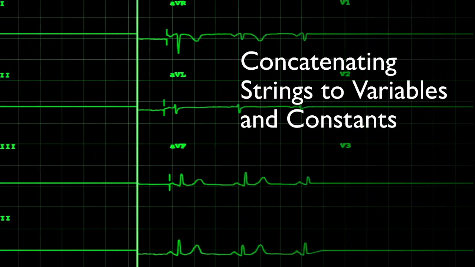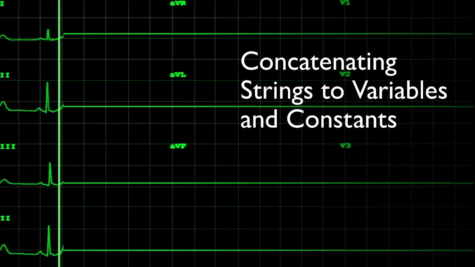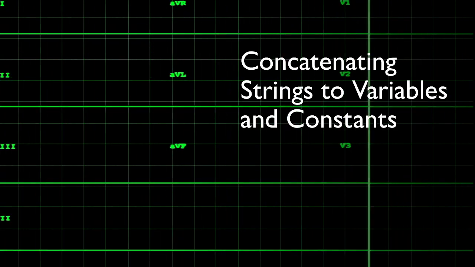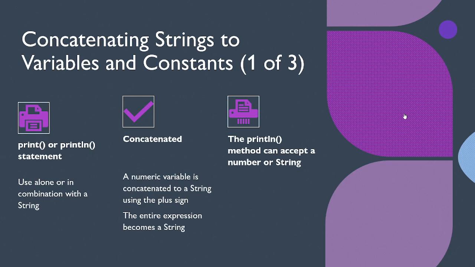Alright, so we need to talk about concatenating strings to variables and constants. Concatenating means joining together. And basically you can easily concatenate to a string because anything can become a string. If I put anything within the quotes, it's a string. In Java land, I can actually add a numeric value to a string, and it takes that value and converts it to a character and adds it to the string pretty simply.